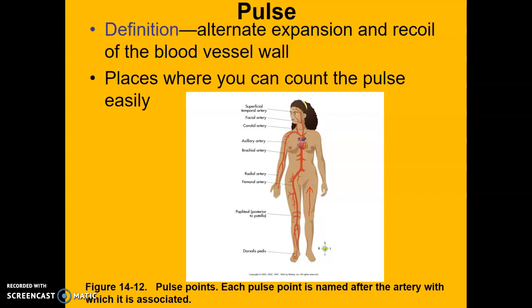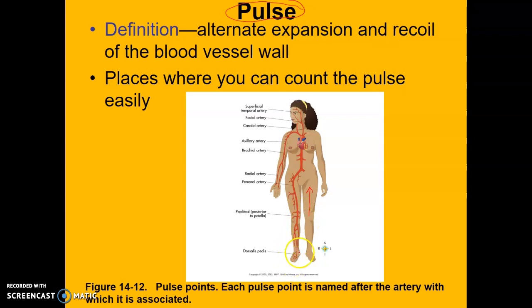So the pulse, let's talk about pulse first because that's going to affect our blood return. The definition of a pulse is the expansion and recoil of blood vessels in the blood vessel wall. And there are a few places in your body where you can count the pulse easily: on the carotid, or on the facial artery if you have a very superficial facial artery. We typically count the pulse on the radial artery right here next to your thumb, on your wrist. Pulse can also be counted on the femoral artery, or behind your knee, on the popliteal.